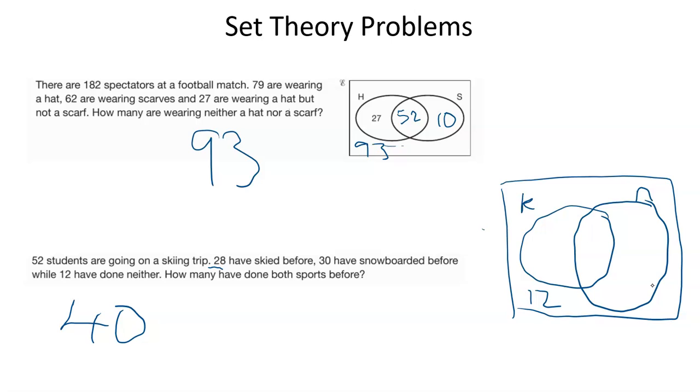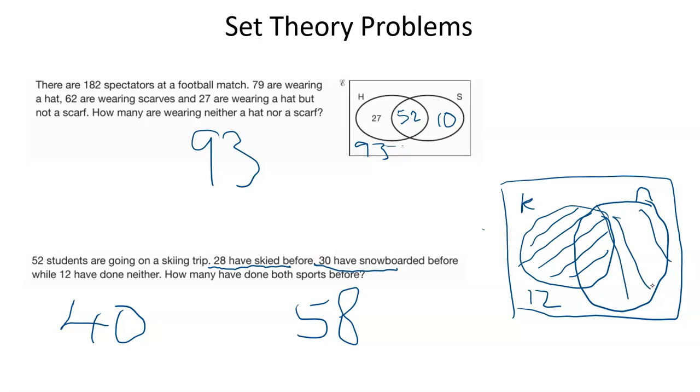But if we just look at the number who've skied before and the number who've snowboarded before and add that up, we get 58. Well, that's way more than the 40 that we are expecting. That's more people than we've actually got students at all. So how is this working? Well, it's because if you count up all the ones who've skied before and then count up all the ones who've snowboarded before, you've counted these middle people twice.